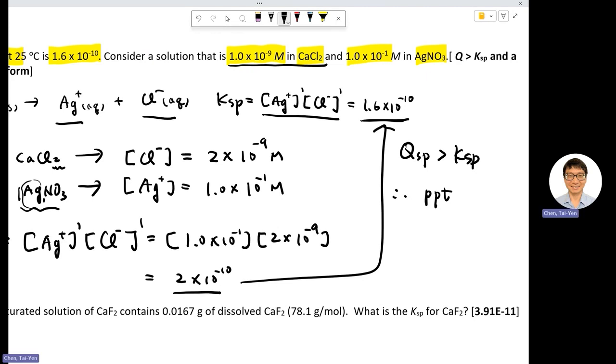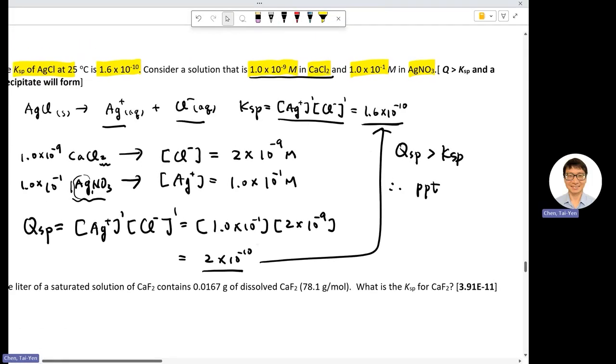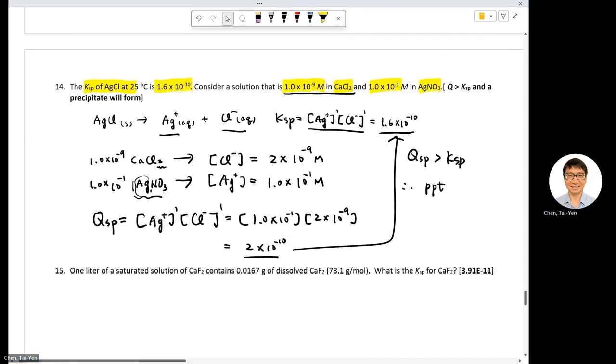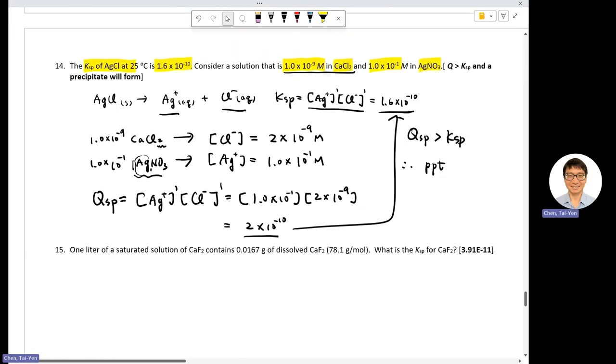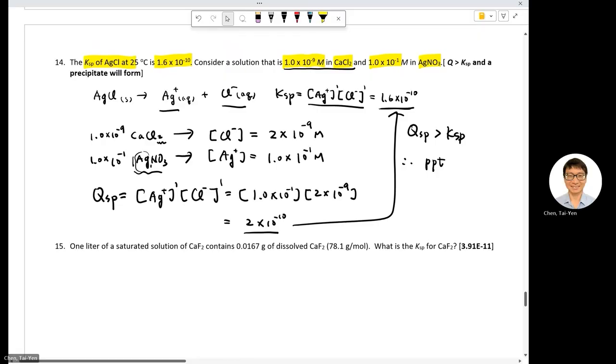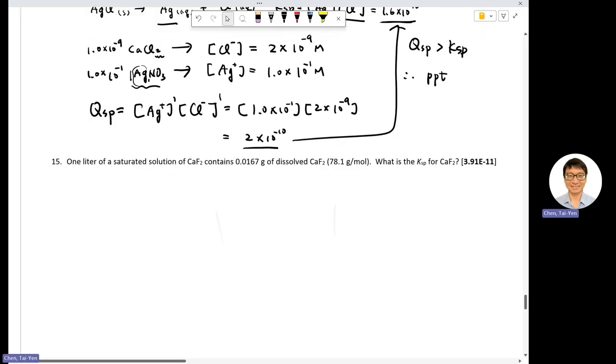Okay, so it's the same logic. It's very similar to the things we went through previously. All right, that's how you solve question number 14. Okay, any question for this? Okay, so if not, let's do this one.